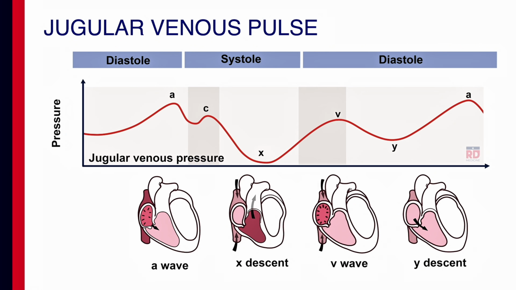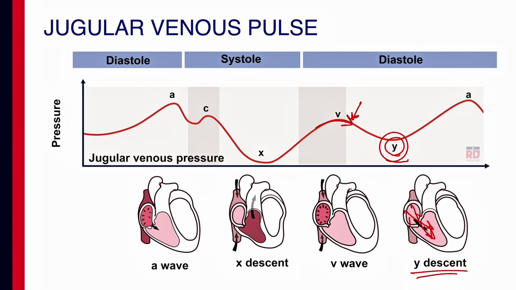And finally, we have the Y descent. This represents emptying of the right atrium into the right ventricle. It happens when the tricuspid valve opens. During systole, the right atrium is getting filled, right? And the tricuspid valve is closed. When it opens during diastole, that blood just falls into the right ventricle, and that's the Y descent.